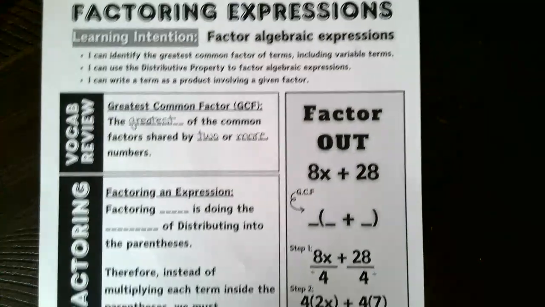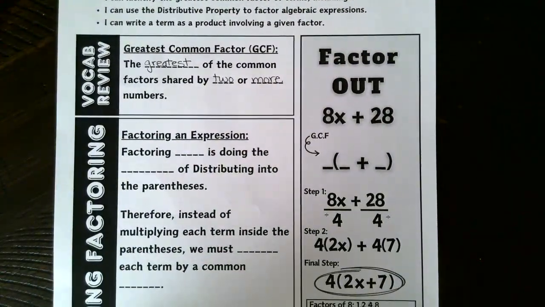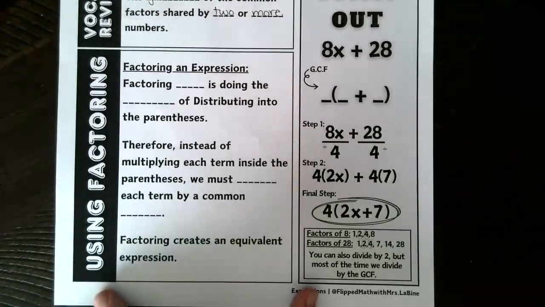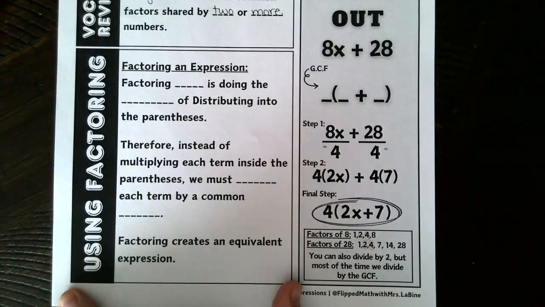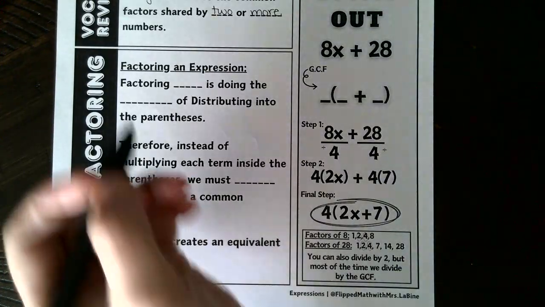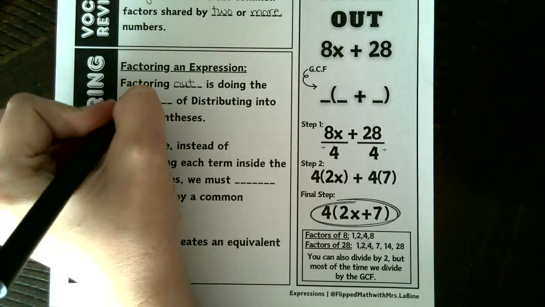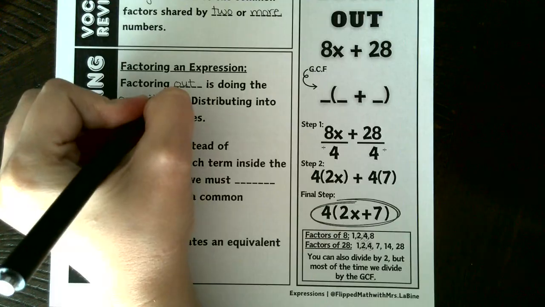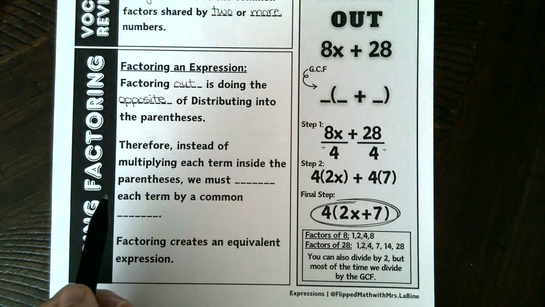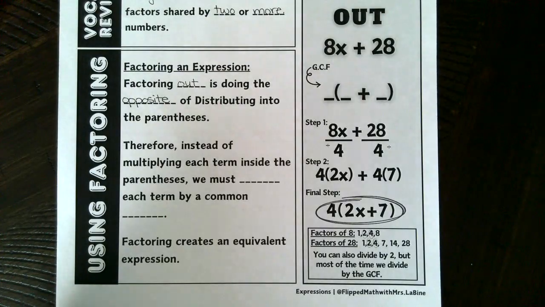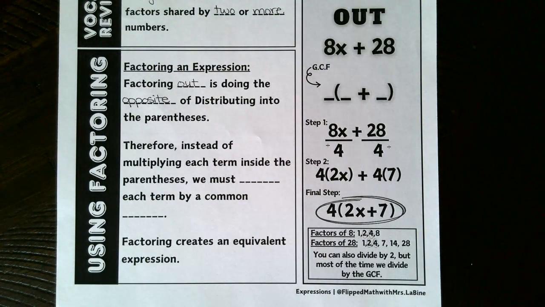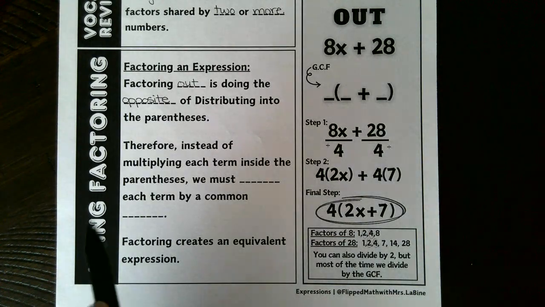So let's move down. Since our goal here is to be able to factor expressions, I'm going to give you some information about using factoring. When you're factoring an expression, it means that factoring out is doing the opposite of distributing into the parentheses. In our last section, we learned the distributive property, and we said that we are going to distribute in. And now this time we're going to factor it out. So we're going to take the answer that we would have got from distributing and we're going to reverse it.